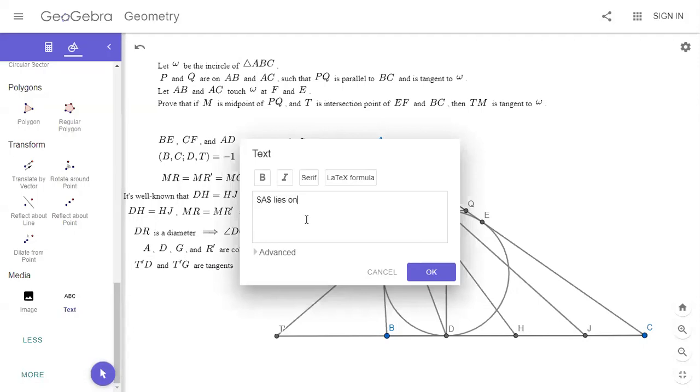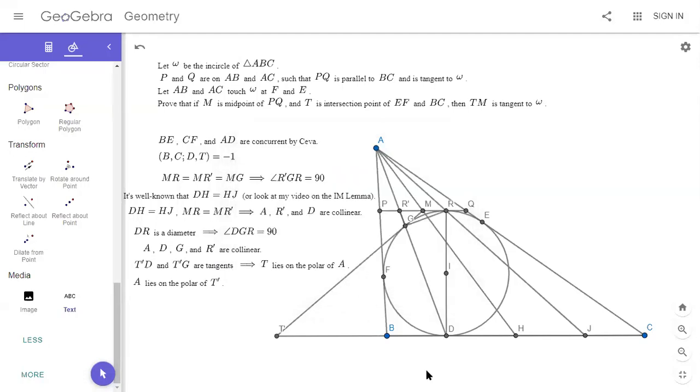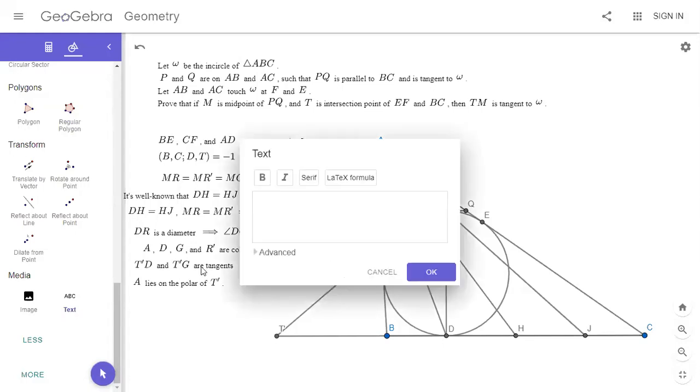I should say A lies on the polar of T prime. And so, oh, actually, I should have written A lies on the polar of T prime up here. Let me swap these two.